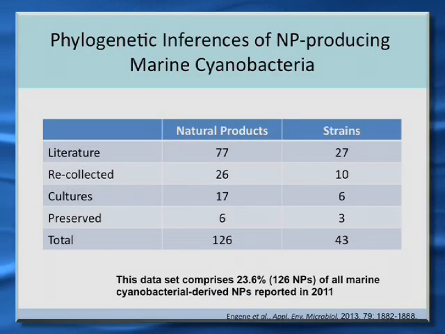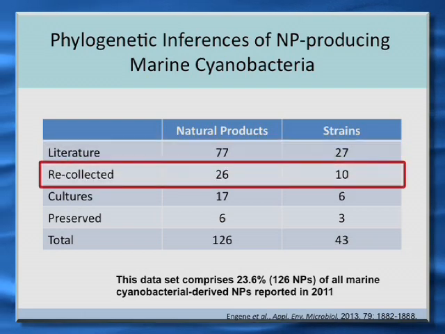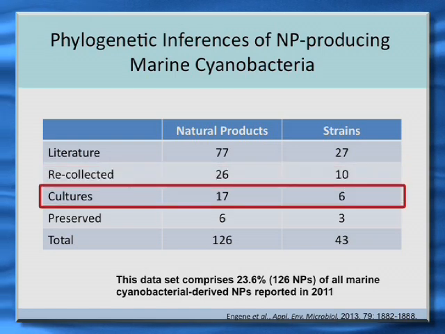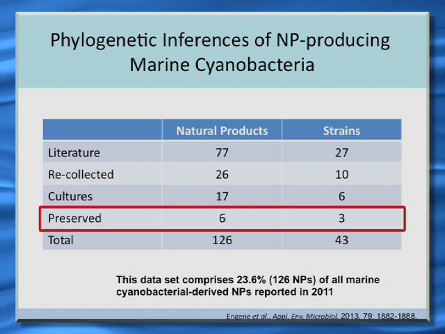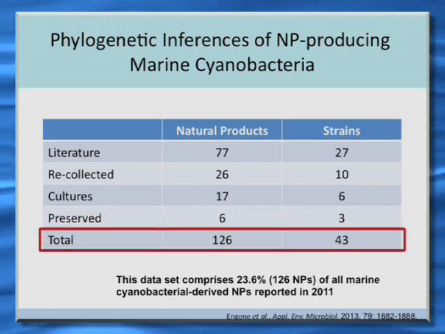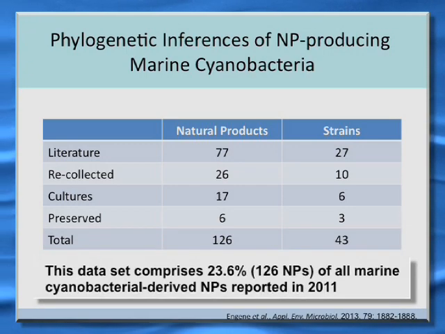So what I did was I tried to gather as many marine natural product producing cyanobacteria as possible. So we did a lot of gathering of literature, and we collected as many natural product producing cyanobacteria as possible. We went in the field, collected them, and screened them for different natural products. We also looked for different cultures that produce natural products, and also genetically preserved samples producing different natural products. So we were able to gather the producing strains of 126 different natural products, different secondary metabolites that are shown to have biological activities. And this corresponds to about a quarter of all marine natural products.